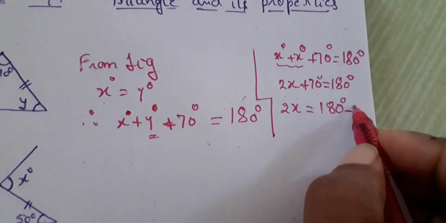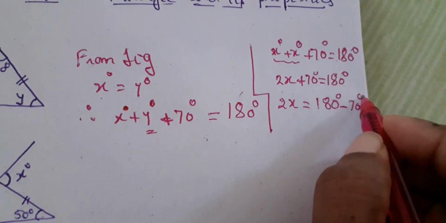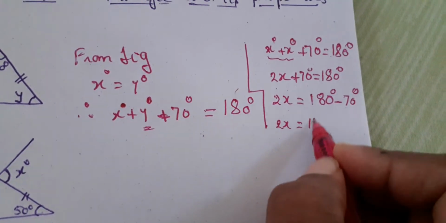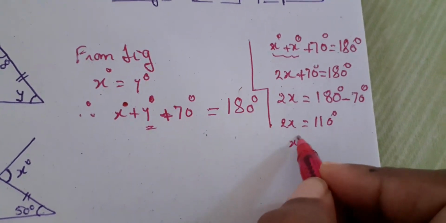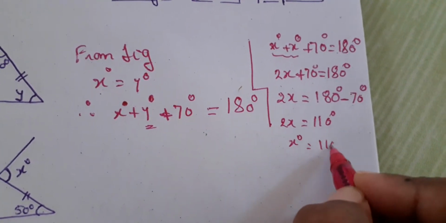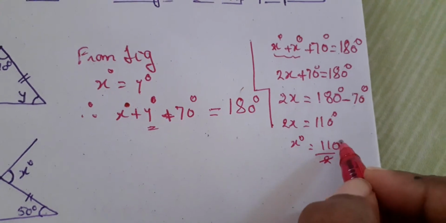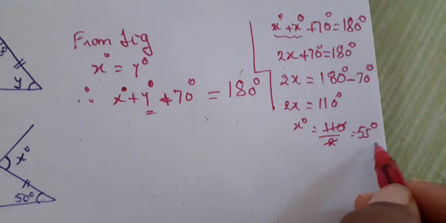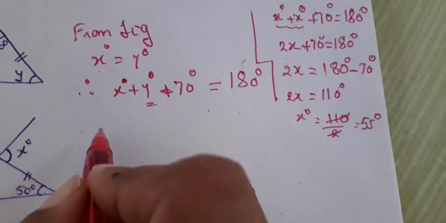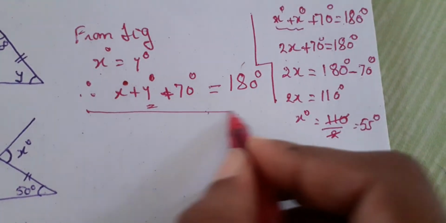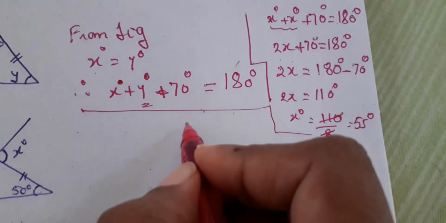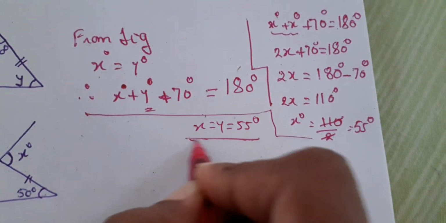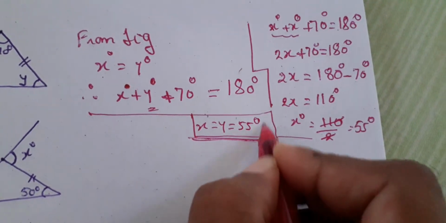Right. So transpose the 70, it will become minus 70 here. So 2x is equal to 180 minus 70, which is 110. x is equal to, transposing 2 here, multiplication will become division. It is equal to 55 degrees. So you have x is equal to 55 degrees. Therefore you can conclude that, what is the conclusion now? x is equal to y is equal to 55 degrees. This is the conclusion for this problem.